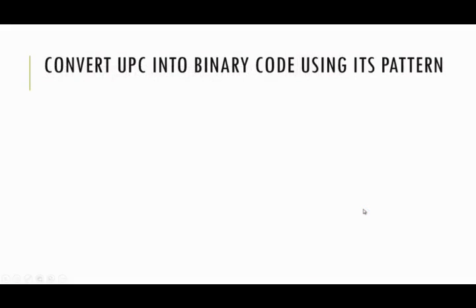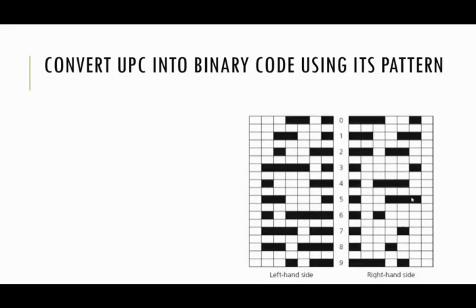Let's move on. So now we are going to convert a UPC into binary code using its pattern. I told you that you will be given a pattern, and using that pattern you will be able to convert a universal product code into its binary equivalent. Let's see. This is the pattern. It's also given in the O-level computer science book. Now you see here that the left hand side has a pattern and the right hand side has a pattern. So we are going to change this UPC, universal product code, into its binary equivalent.